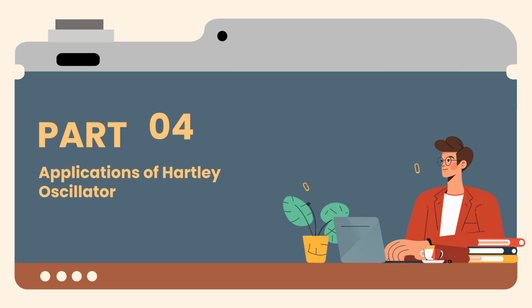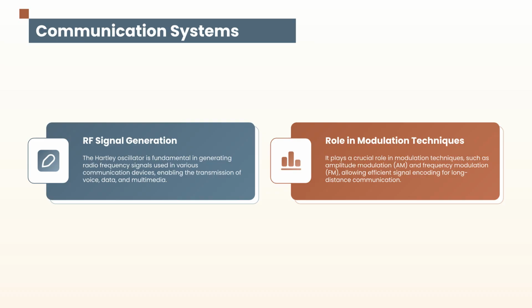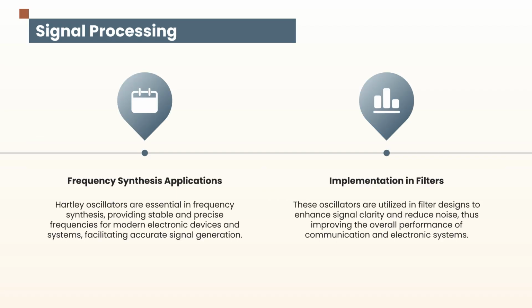Next is Part 04, Applications of the Hartley Oscillator. Hartley oscillators are fundamental for generating radio frequency signals in communication devices. They are crucial in modulation techniques like AM and FM, enabling efficient long-distance communication. In signal processing, Hartley oscillators are essential for frequency synthesis, providing precise frequencies. They are also used in filter designs to enhance signal clarity and reduce noise.